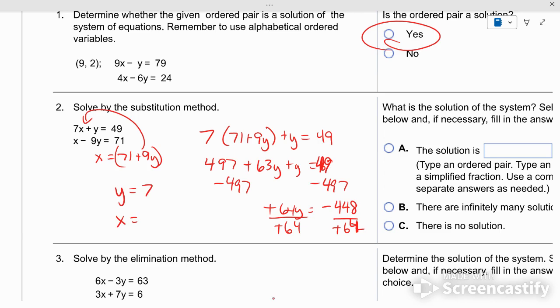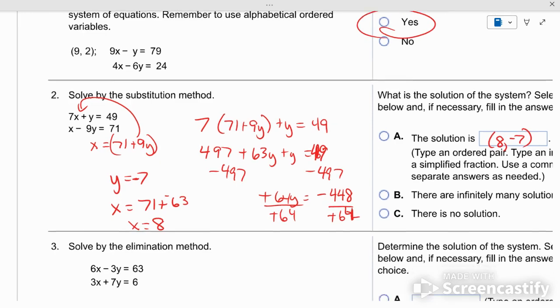So x equals 71 plus 63 times negative 7. So 71 minus 63, or plus a negative 63, which is x equals 8. So the solution is 8, negative 7. There, that was horrible. Okay.